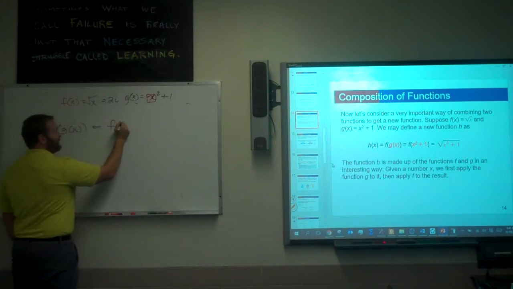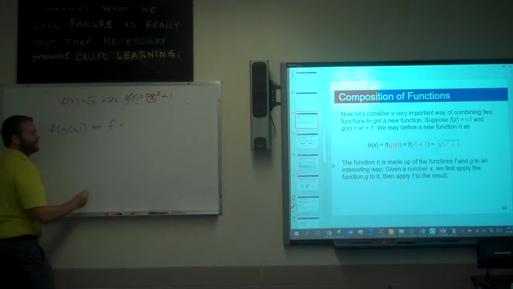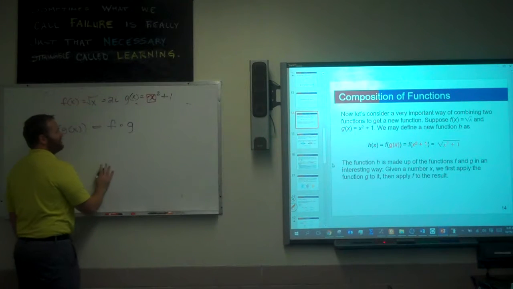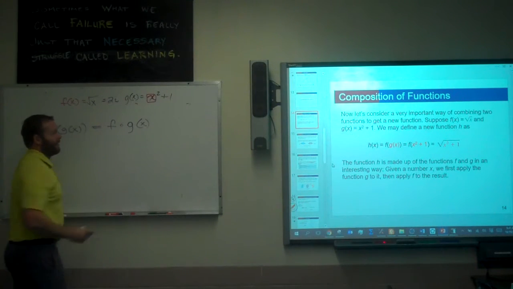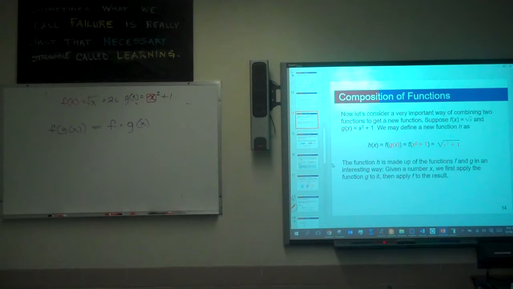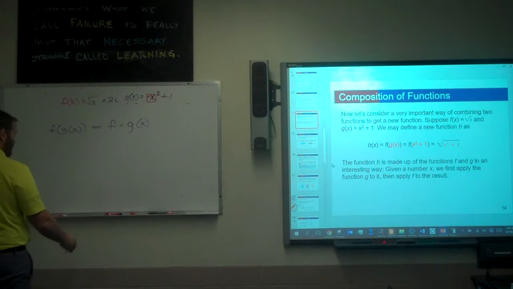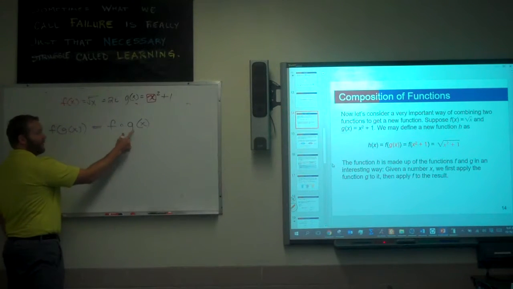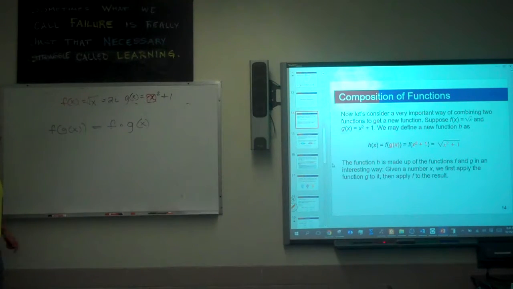F, and then there's going to be an open dot, and then a g, and then our x. Okay? We can still read that as f of g of x, but usually that dot is referred to as the word composed. Okay? So f composed g of x. Or sometimes you'll see it as f composed with g of x. That's a notation that we're going to have to get used to.